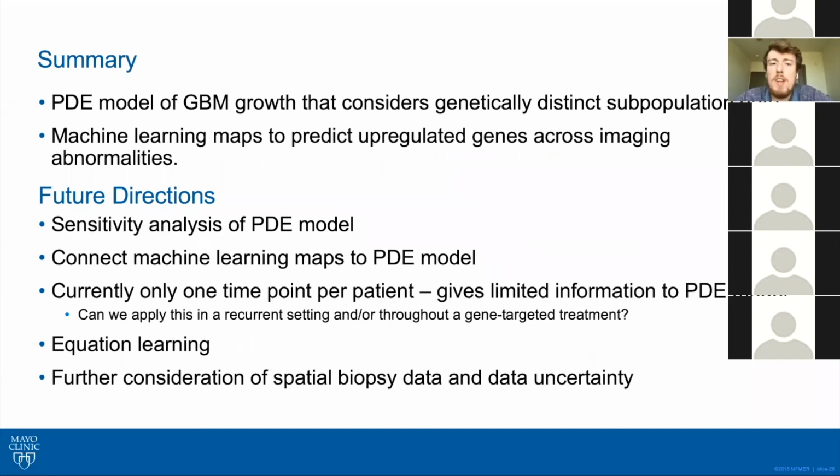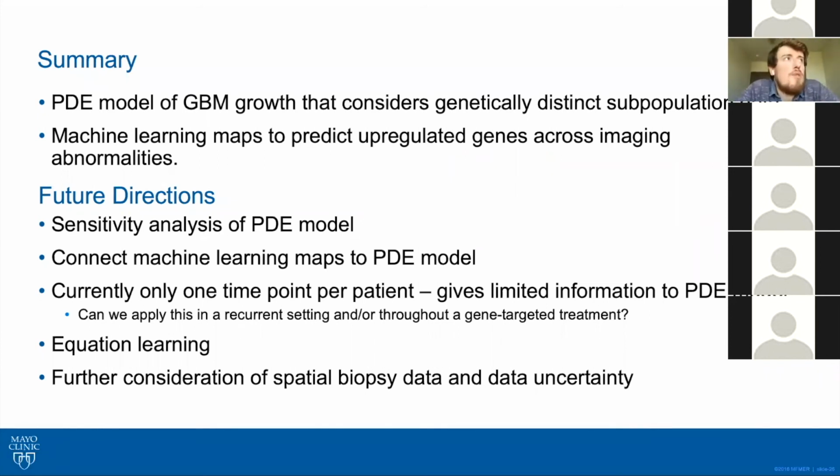So in summary, I've introduced a PDE model of GBM growth that considers these genetically distinct subpopulations, which is a step further than we traditionally do with the Fisher-KPP equation. We want to use these machine learning maps to predict these upregulated genes to then inform the machine learning model further. There's a lot more to do.